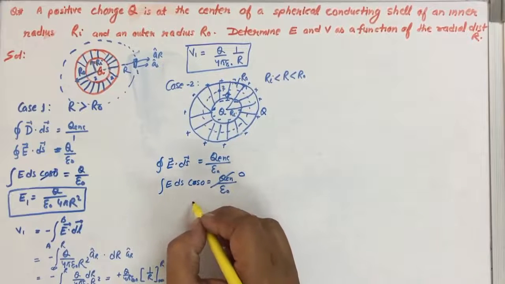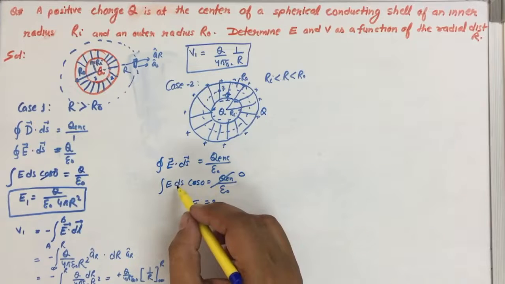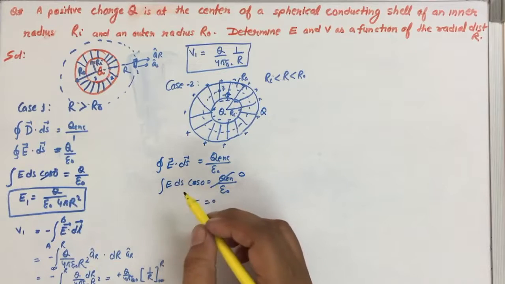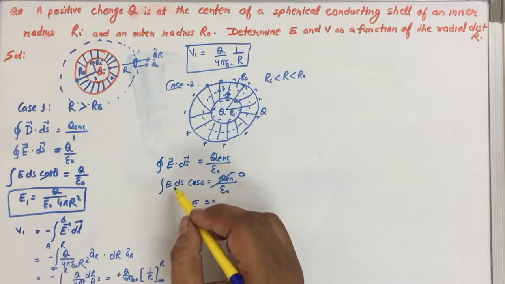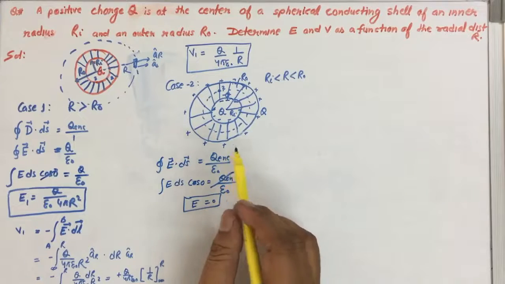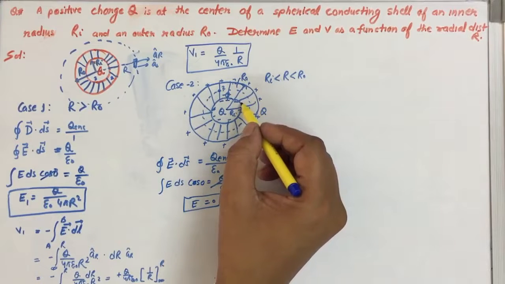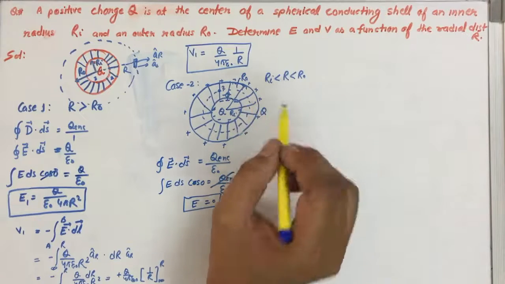It means E will be equal to 0. This is 0 only when either both are 90 degree or ds is 0 or E is 0. So both are not 90 degree, always we know that they are in normal direction. So the only probability is that area vector cannot be 0, area cannot be 0. The only probability is that E should be equal to 0.